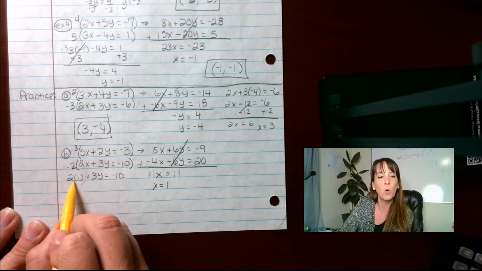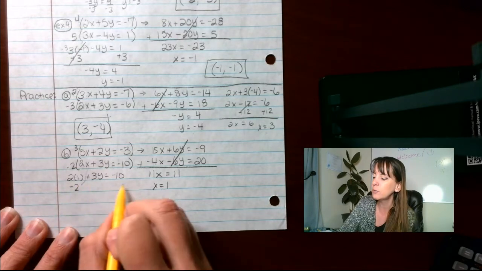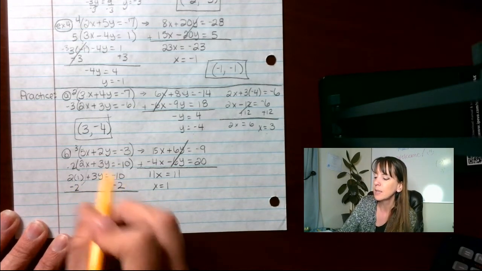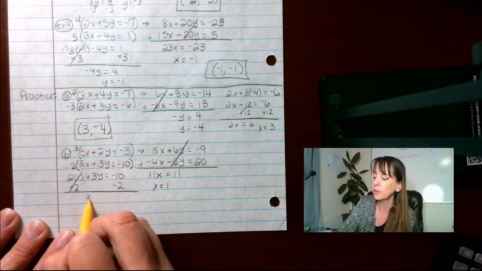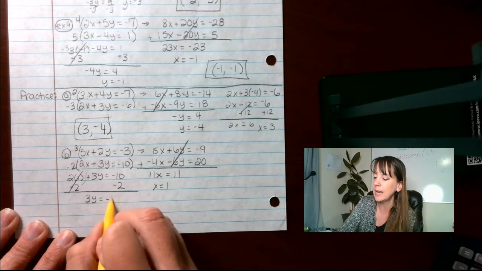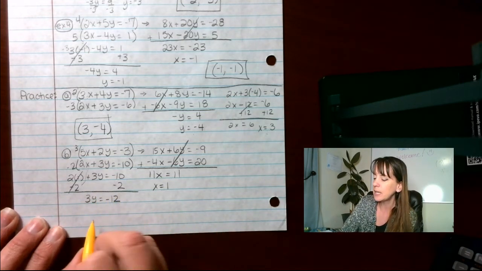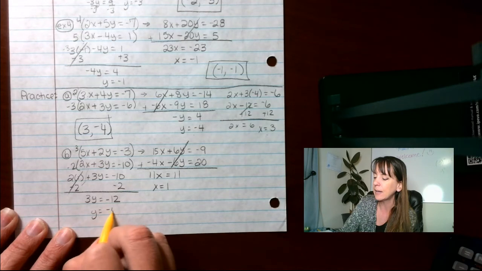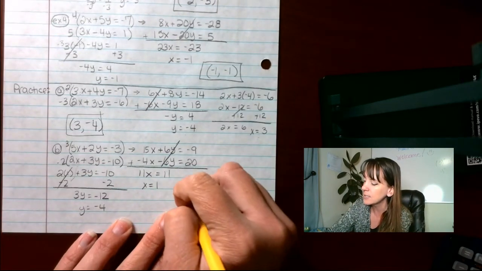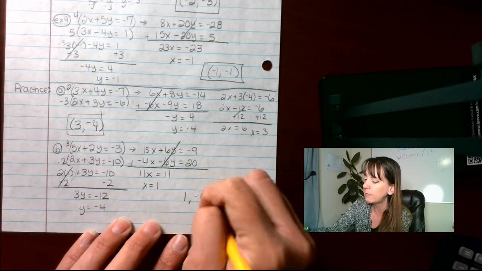Well, 2 times 1 is 2, so I'm going to subtract 2 from both sides. This cancels out, and I get 3y equals negative 12. Divide both sides, and I get y equals negative 4. So my answer for this guy is 1 comma negative 4.